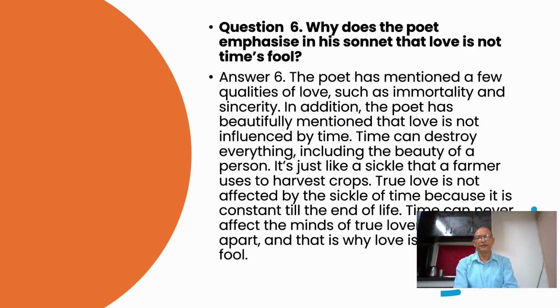Why does the poet emphasize in his sonnet that love is not Time's fool? The poet has mentioned a few qualities of love, such as immortality and sincerity. In addition, the poet has beautifully mentioned that love is not influenced by time. Time can destroy everything, including the beauty of a person. It is just like a sickle that a farmer uses to harvest crops. True love is not affected by the cycle of time because it is constant till the end of life. Time can never affect the minds of true lovers to become apart, and that is why love is never Time's fool.